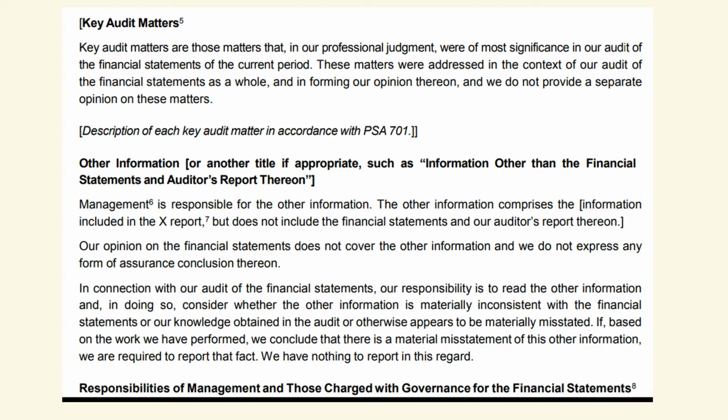So you will see this particular section of the audit report where we will include the heading and where we will state that it is actually management that is responsible for the other information. We have only read it, and in cases where we have noticed an inconsistency, we are required to report it. So this is the content of the other information section.